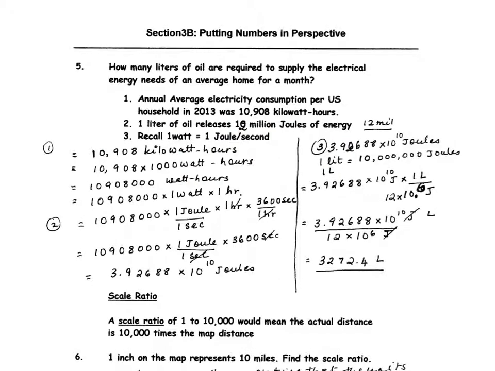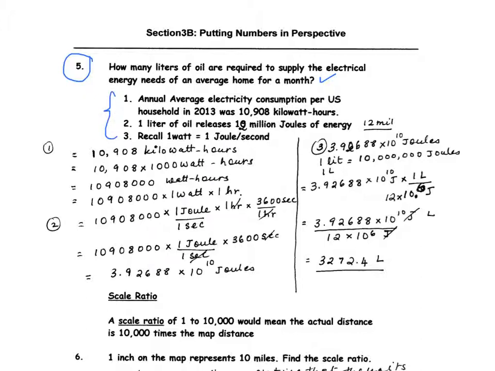We continue with section 3B, putting numbers in perspective, and we'll do problems 5, 6, 7, and 8 in this video. Problem 5 is a lot like the problems that we've done in chapter 2. How many liters of oil are required to supply the electrical energy needs of an average home for a month? So let's look at some of the details that are given.